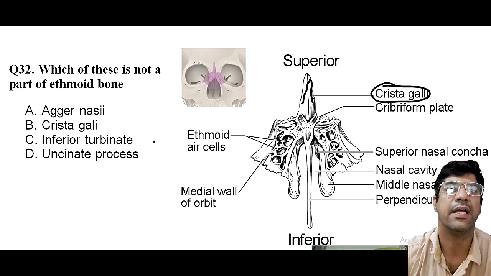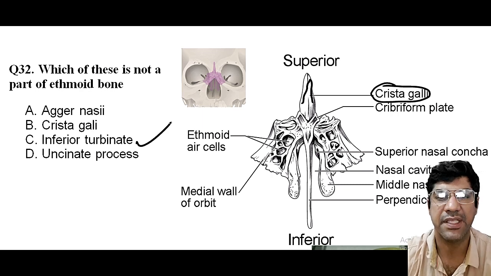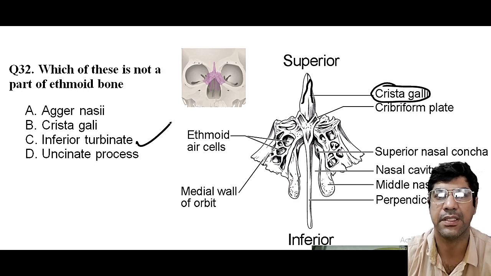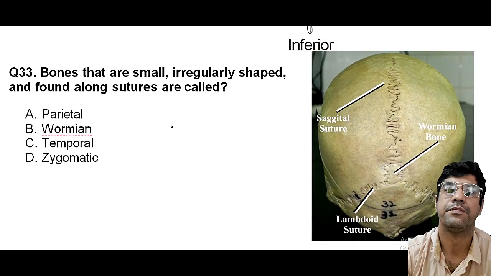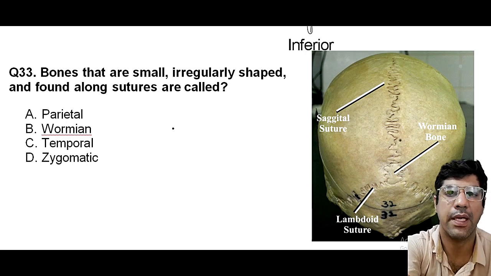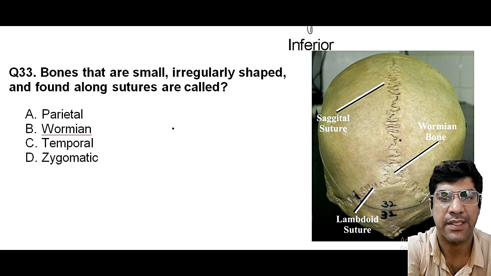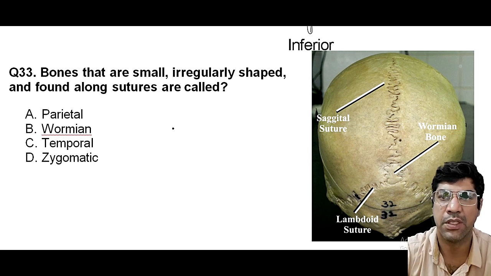So answer is C. Uncinate process is a curved bony projection on the lateral wall of the nasal cavity. It's also a part of the ethmoid bone and it contributes to the structure of the nasal passage. The bones that are small, irregular shaped and found along the suture lines are known as Wormian bones.